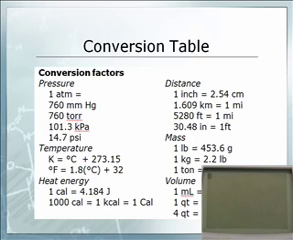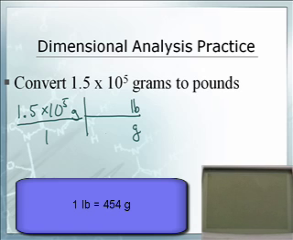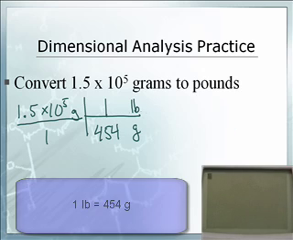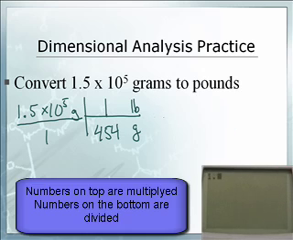Now I'm going to go back to my chart here. Grams to pounds. Here it is right here. 1 pound is 450, we're just going to call it 454 grams. 1 gram weighs just a tiny amount. I always think of a gram as a paperclip.